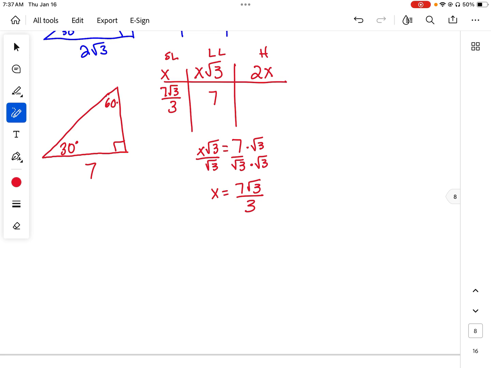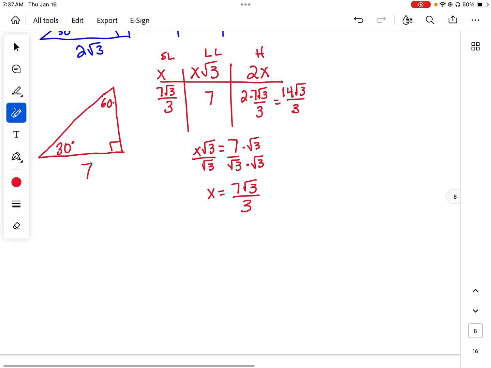Okay, let's do our hypotenuse. Our hypotenuse is 2 times x. Well, 2 times the short leg. So 2 times 7 square root of 3 over 3, which equals 14 square root of 3 over 3, and it cannot be reduced. So we have found all of the sides. Let's do another one.